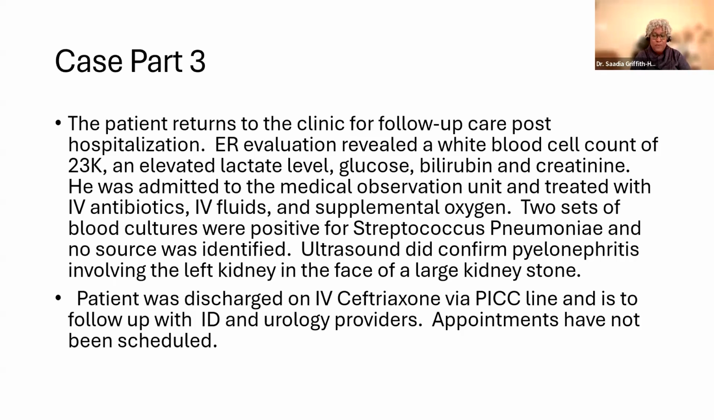The surprising thing for this patient, although not surprising when we remind ourselves that he didn't have a spleen, he had 2 sets of blood cultures that were positive for strep pneumo, and no source was identified. Ultrasound did confirm pyelonephritis involving the left kidney in the face of a large kidney stone. So again, with this particular patient, we could have fallen prey to diagnostic bias by just assuming we know what infection he has. He has a urinary tract infection, and Bactrim is not very good for strep pneumo, so we might have missed this infection in the patient.